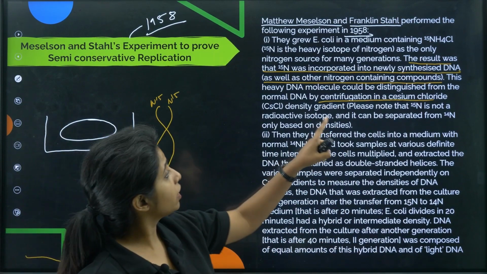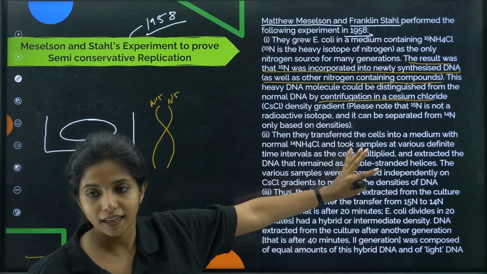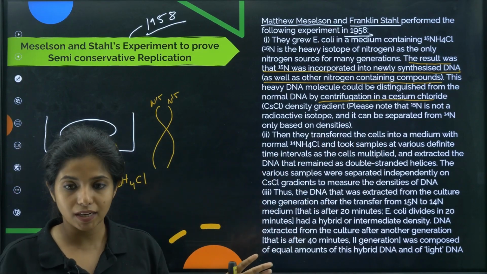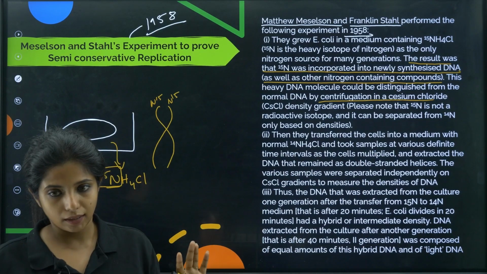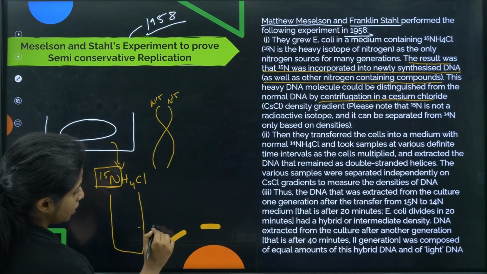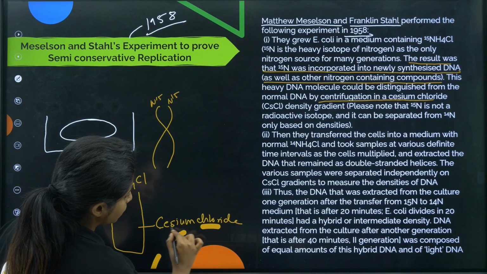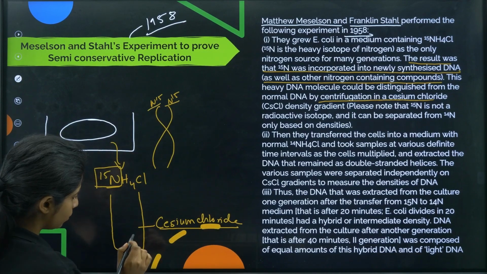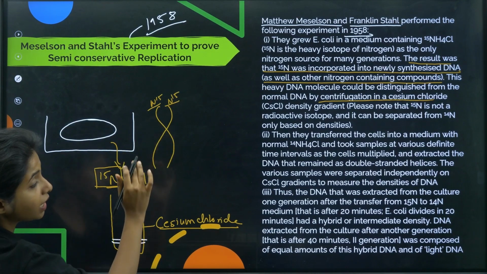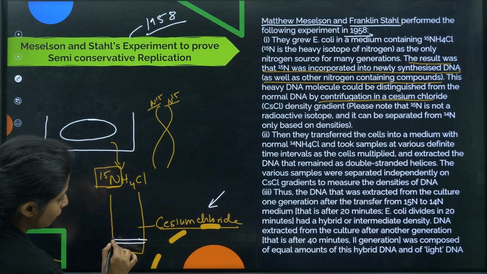And please note that N15 is not a radioactive isotope and it can be separated from N14 only based on the densities. So it's not something radioactive that you can see and then understand that it is different from N14. No, it's not like that. We have to put it in something known as cesium chloride, and over here we will find that the DNA which had both strands of N15, obviously it is a heavy isotope, so it will be dense, and it is a density gradient medium of cesium chloride, so it will come towards the bottom.